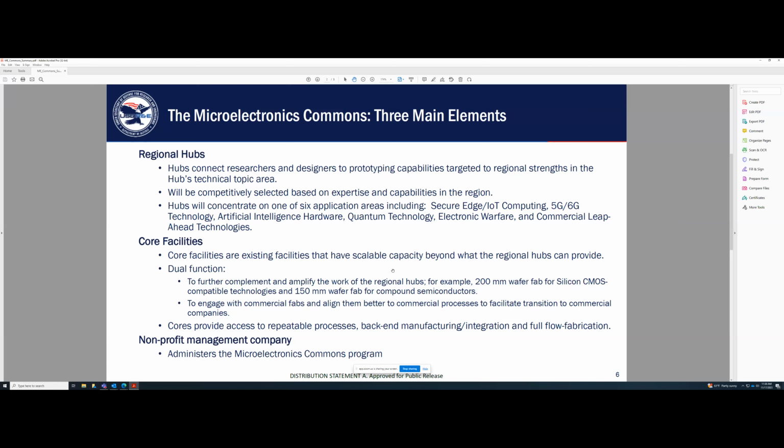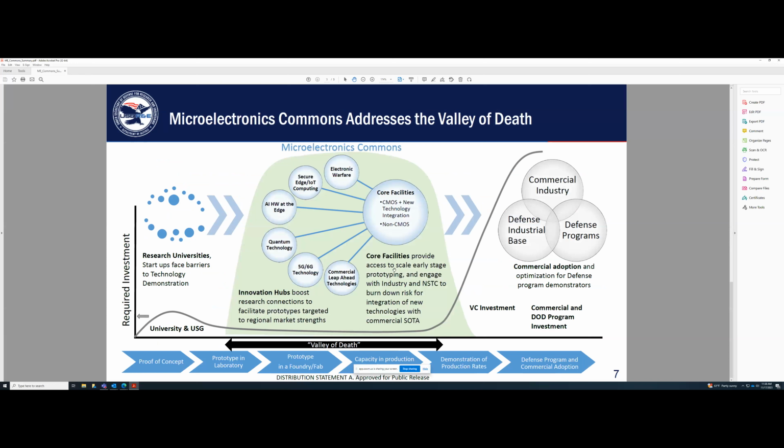The overall mission of the Microelectronics Commons is really to go from lab to fab, prototyping capability, and being able to work with core facilities that are domestic based entities to provide these manufacturing capabilities so that we're not reliant on foreign entities. And this graph summarizes our mission and our goal.